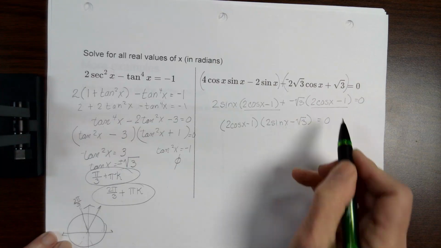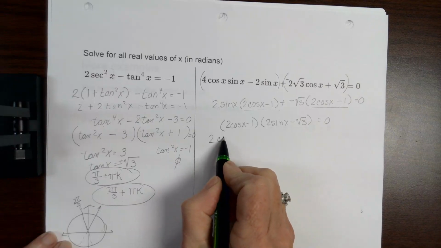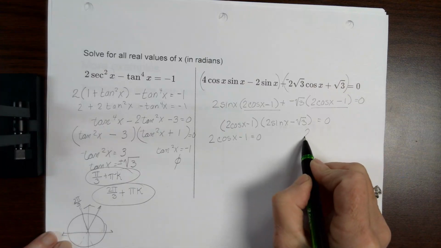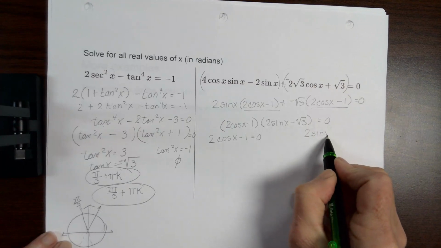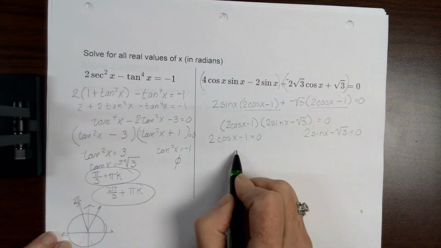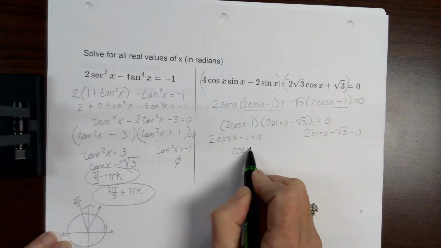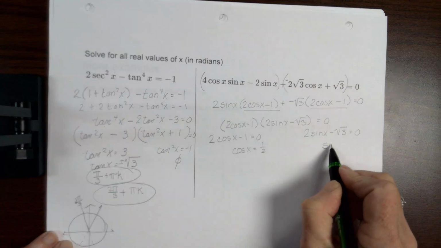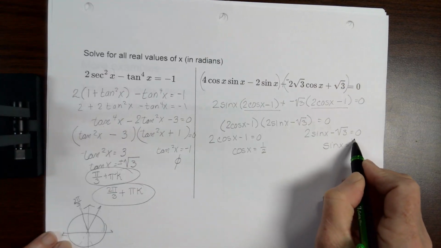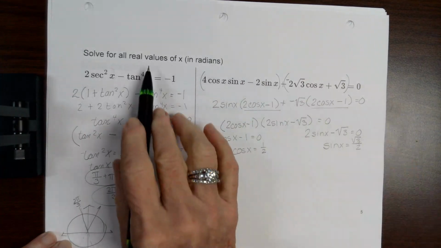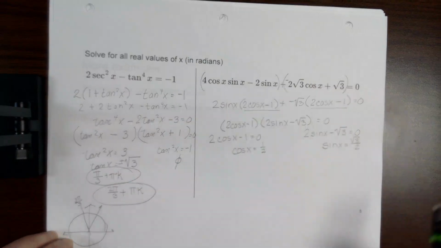Set them equal to 0. So I have 2 times the cosine of x minus 1 equals 0, and I have 2 times the sine of x minus the square root of 3 equals 0. When I solve this, I have the cosine of x is equal to 1/2. When I solve this one, I have the sine of x is equal to the square root of 3 over 2. Now remember, you're looking for all real values and you want it in radians.